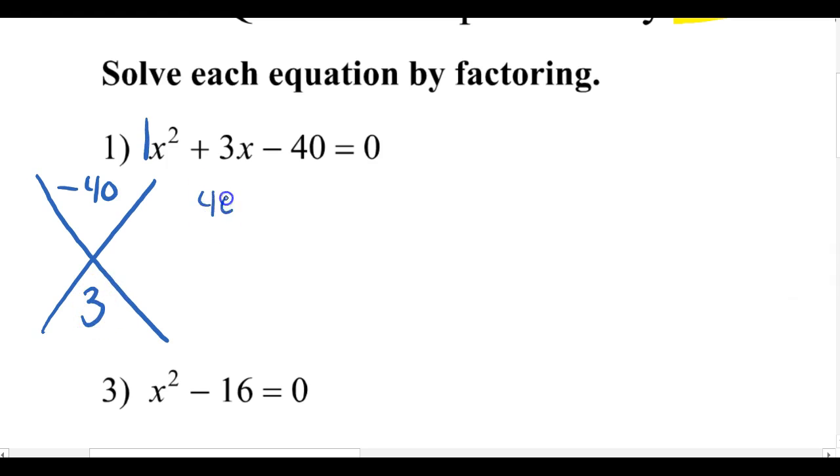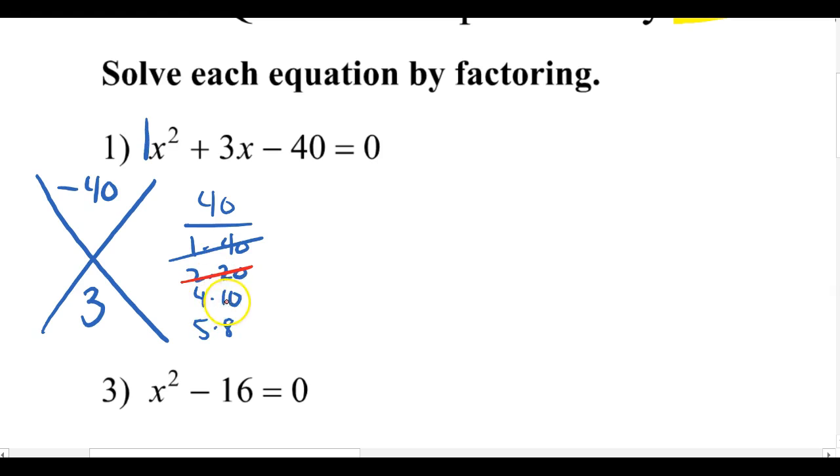Then I have to think, what two numbers multiply to negative 40 but add to 3? Well, let's think of all the numbers that multiply to 40. 1 times 40, 2 times 20, 4 times 10, 5 times 8. Let's go through these and see if one works. Can you plus or minus 40 and 1 to get 3? No. Can you plus and minus 2 and 20 to get 3? No, those are too far apart.